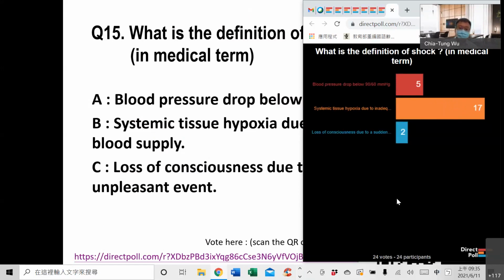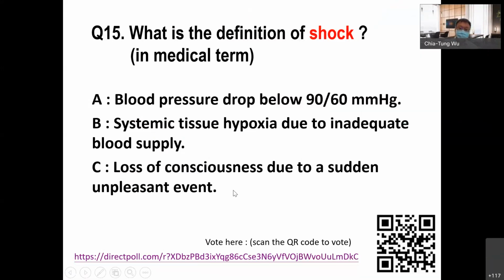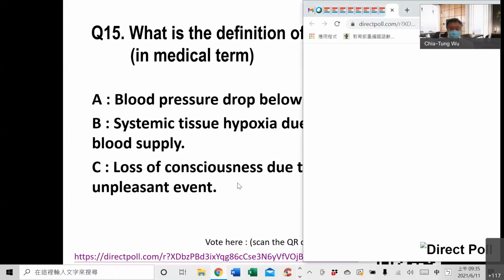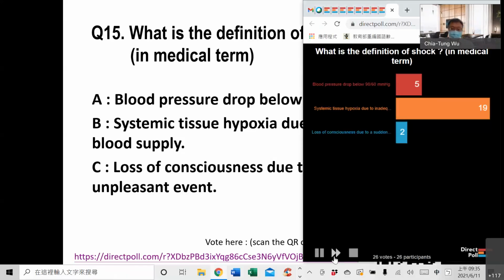What is the definition of shock? Is it a blood pressure below 90/60, low blood pressure, the nurse calls you or the patient gets shocked, or the systemic tissue hypoxia, the patient has less urine and conscious disturbance, or sudden loss of consciousness when you suddenly hear some unpleasant event? Of course, it's not answer C. Okay, the correct definition is answer B.